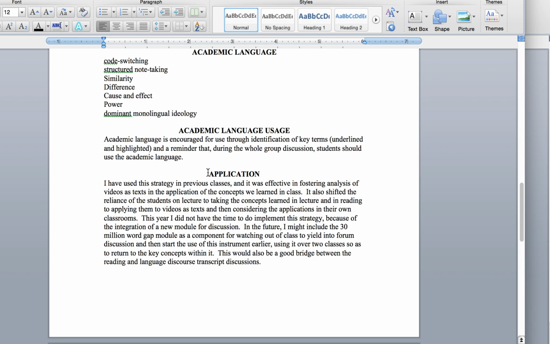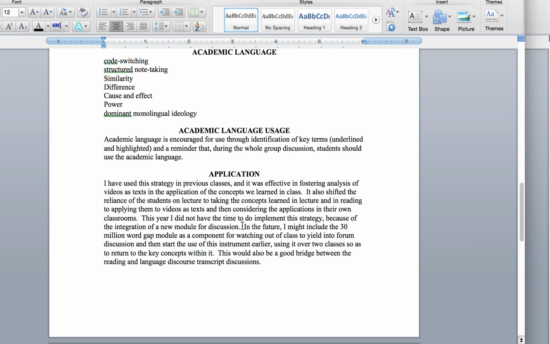And finally, application. In our class, we just didn't have time to do this activity, although I've used it in previous classes, and it was effective in fostering analysis of videos as text and the application of the concepts we learned in class. It was also a really good example for the strategy implementation project down the line, what you're doing now, so that students, you, didn't just think that the strategy implementation had to be a written text.